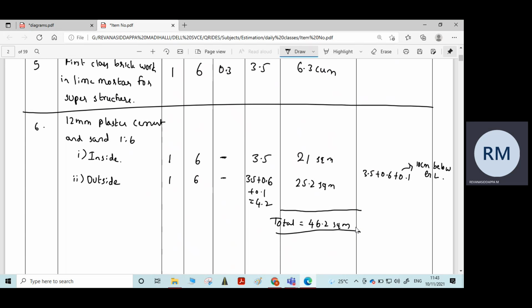Then after plastering, in the problem it is said that it is whitewashed with 3 coats. Okay, the inside wall whitewashed with 3 coats.